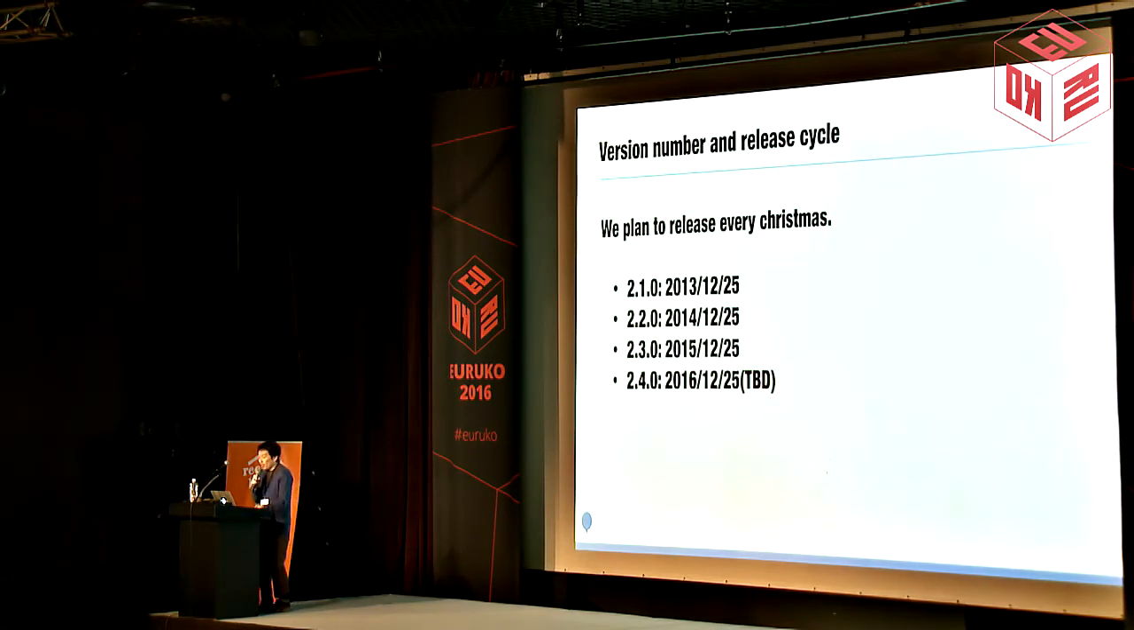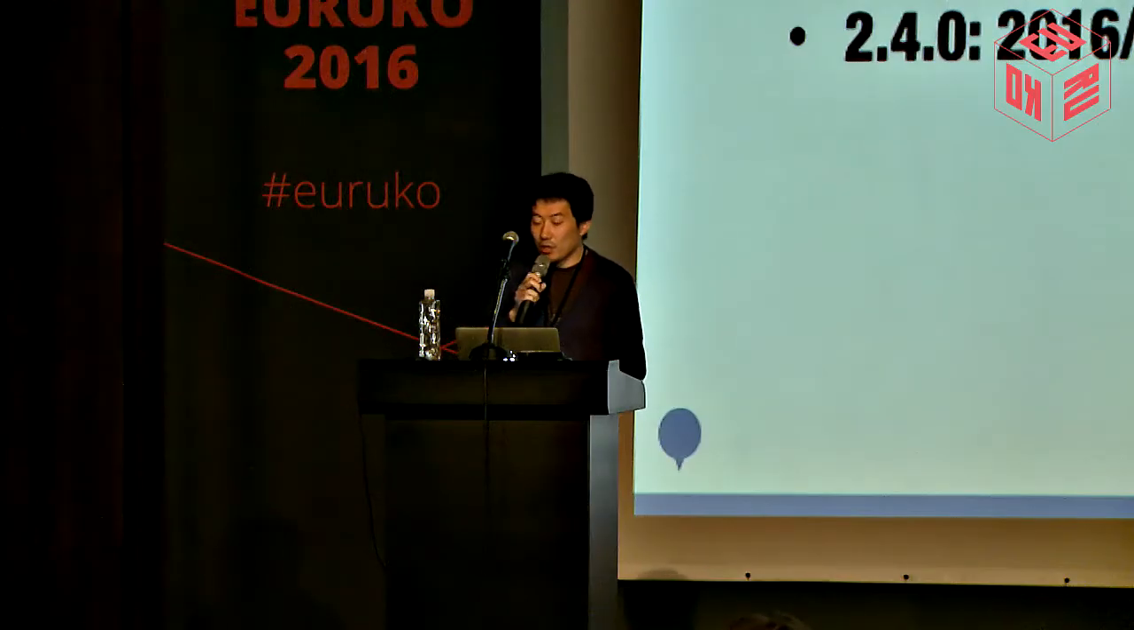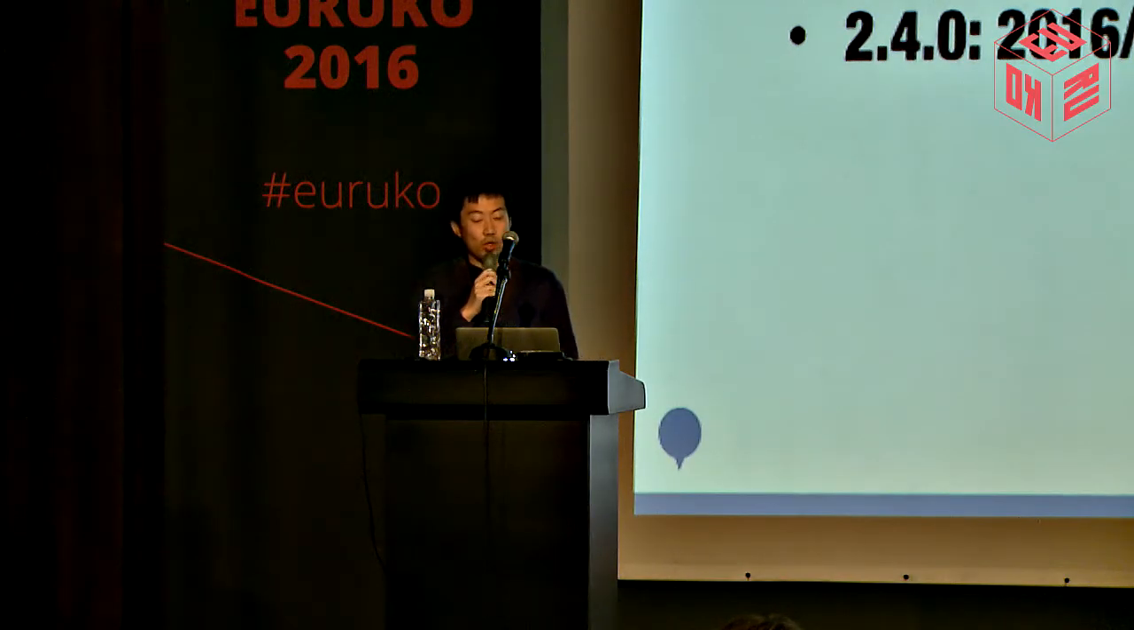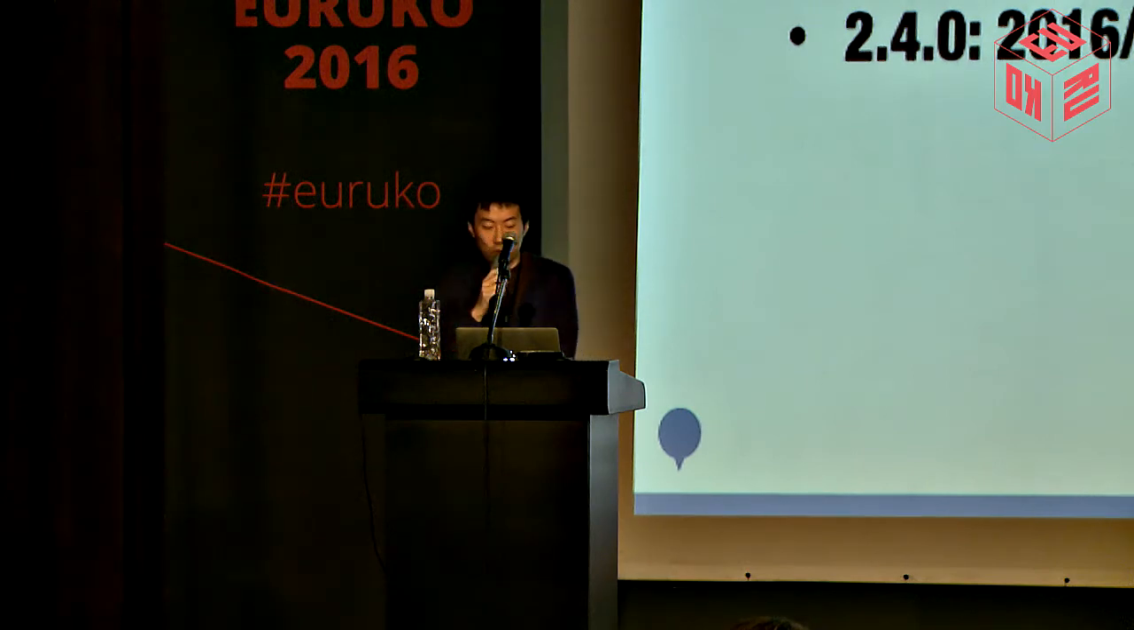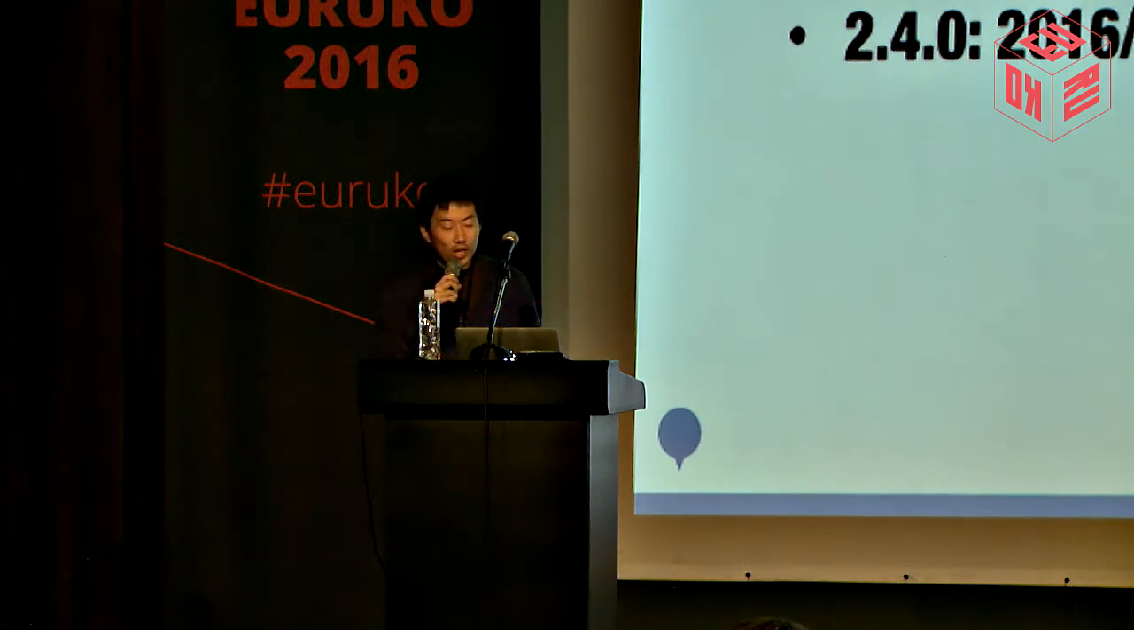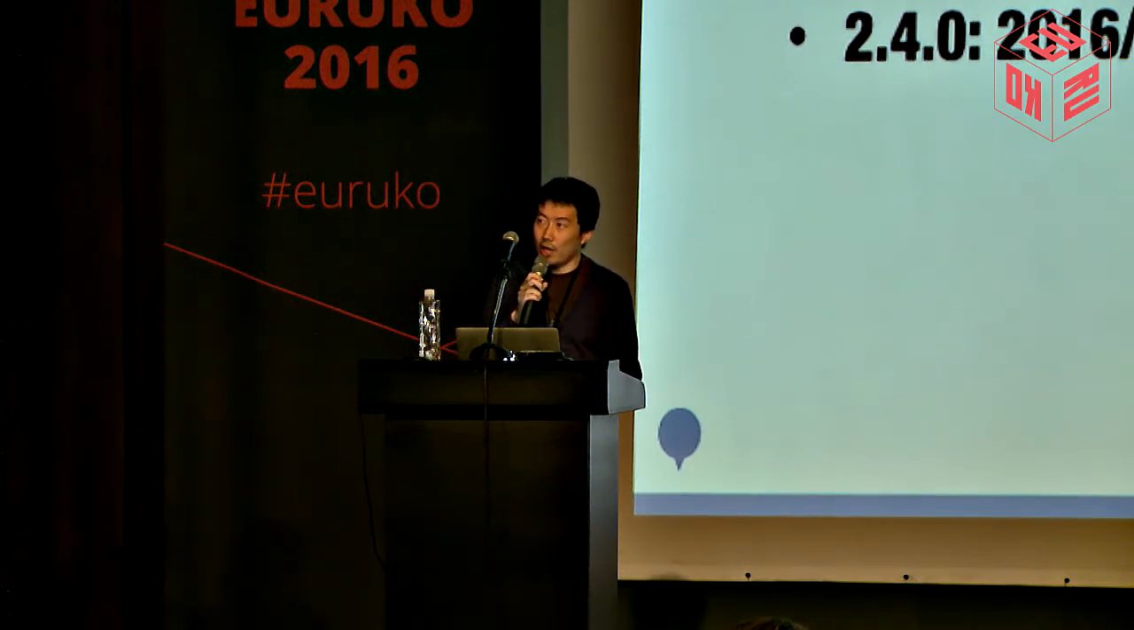So the next topic is the release cycle. We plan to release a stable version on Christmas Day every year. In the current status, we are developing Ruby 2.4, targeted for 25 December this year. We add new features to Ruby 2.4. Please wait until our release day in 3 months.